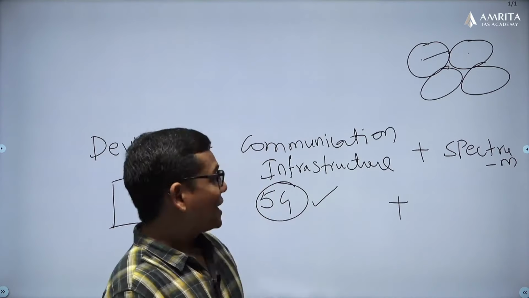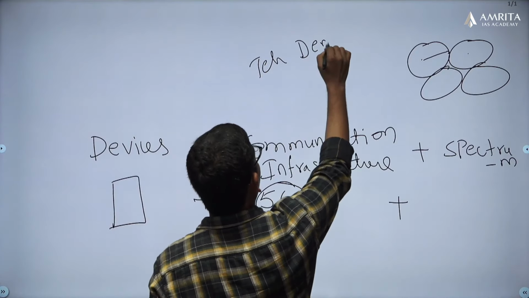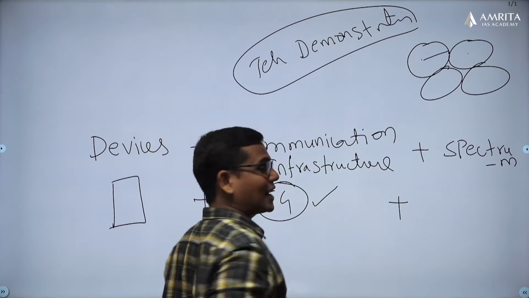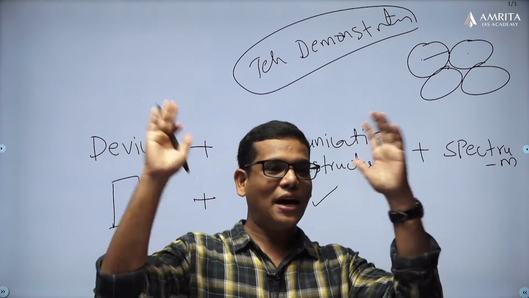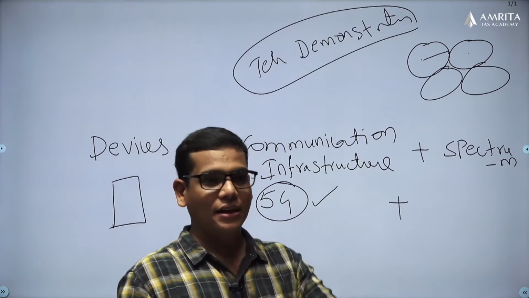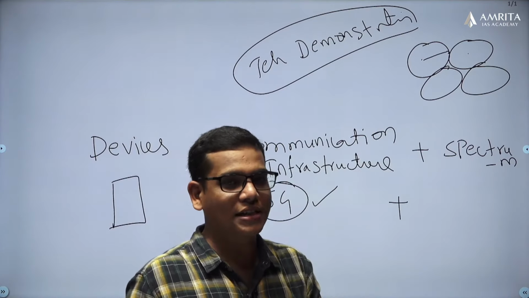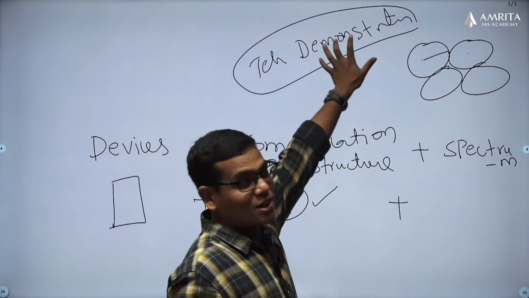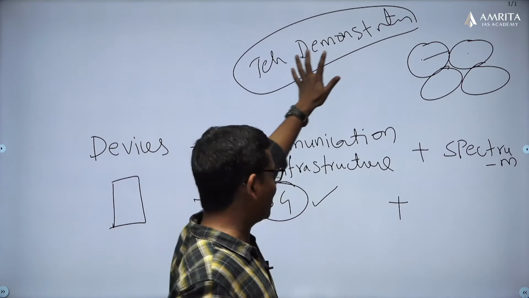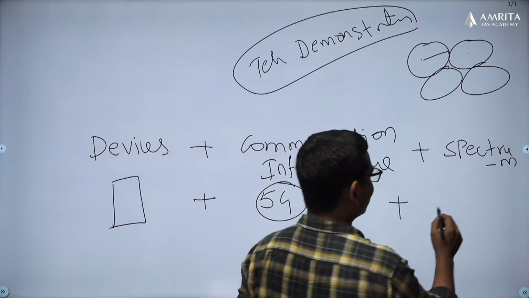And third one is, anyhow, above all these things, technology demonstration. Technology demonstration means that you generate a signal which has high bandwidth and high frequency, and you try to transmit it in a prototype model, or you can do it in a simulation way. That technological demonstration is done by individuals. But once the technological demonstration is completed, you need to have communication infrastructure, you need to have devices, and apart from this, spectrum.